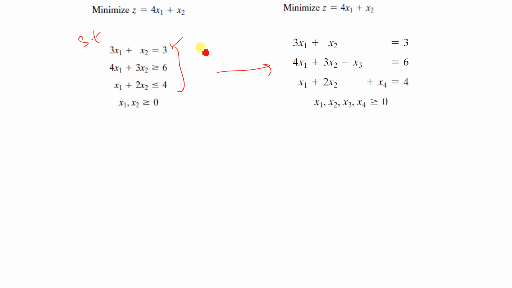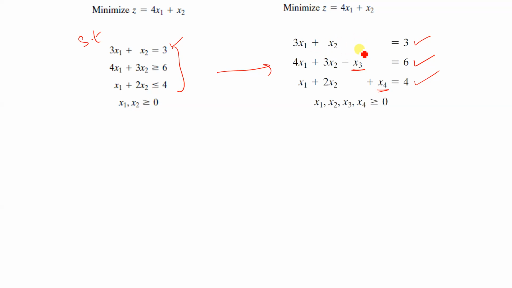So first constraint is an equation, so we'll write it as it is. Second constraint is greater equal inequality, so we have to subtract a surplus variable from left hand side to make it an equation, and that surplus variable in this case is x3. And in last constraint we have to add a slack variable which is x4 in this case, and this is how equation look like. So this is the standard form of this system.